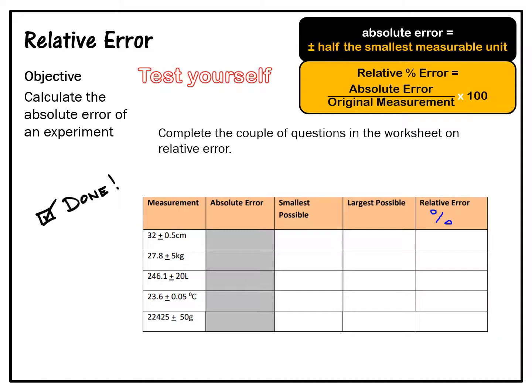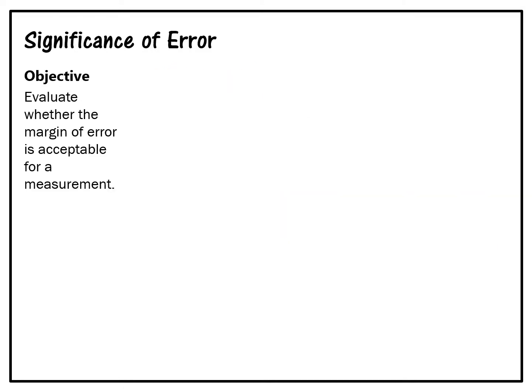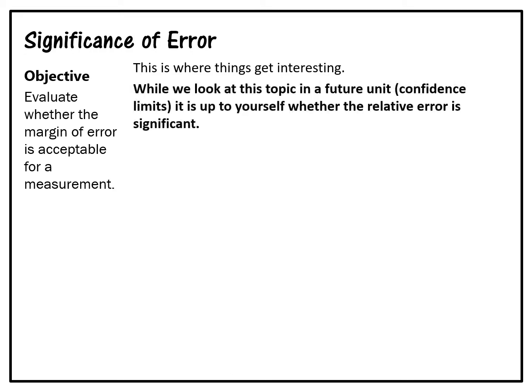And if you can do that, you can consider that the calculation of an absolute error of an experiment is also done. The last objective that we had in this lesson was to evaluate whether the margin of error is acceptable for a measurement or not. And this is where things get slightly interesting and where your job as a scientist or otherwise really comes into play.